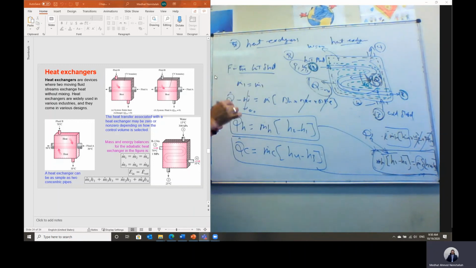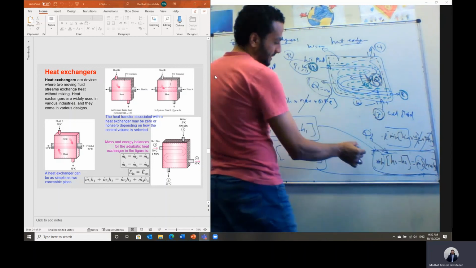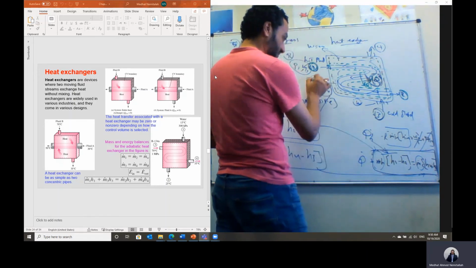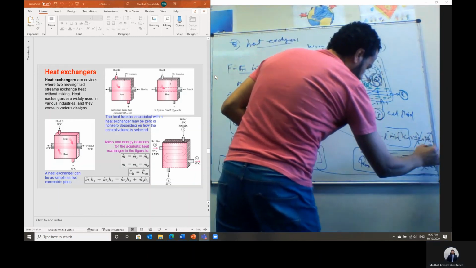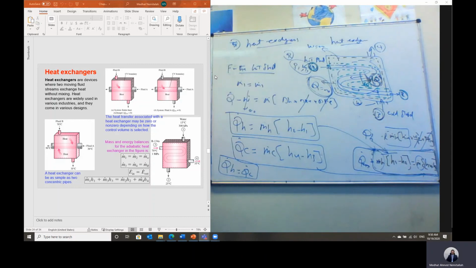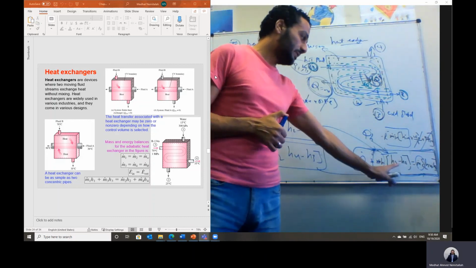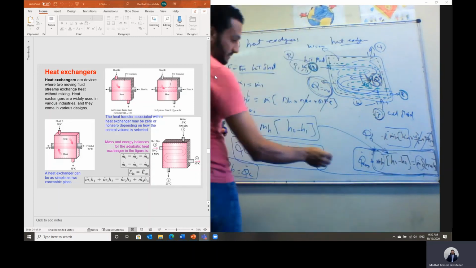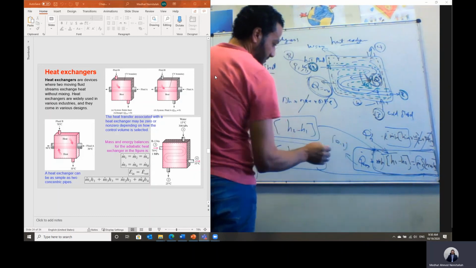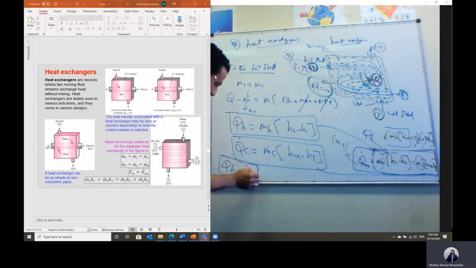So for a heat exchanger, Q dot hot should equal Q dot cold based on the equations that we have developed, unless we have external heat transfer. If we have external heat transfer, not adiabatic, then in this case we should add it to this equation. So it will be Q dot external plus m dot hot multiplied by H1 minus H2 equal to m dot cold multiplied by H4 minus H3. If the heat exchanger is adiabatic, then Q dot hot will equal Q dot cold in this case.